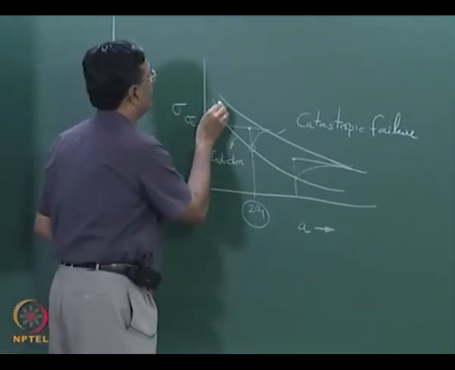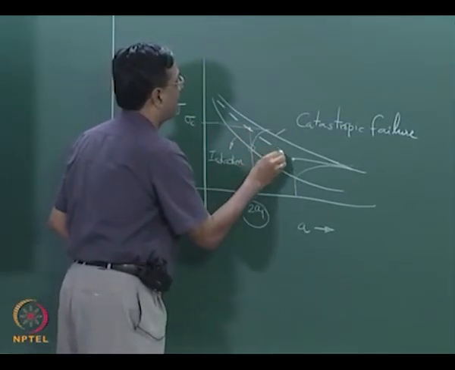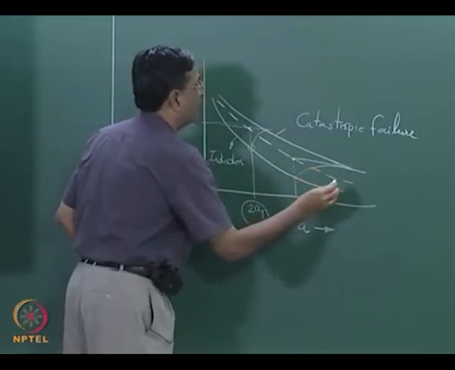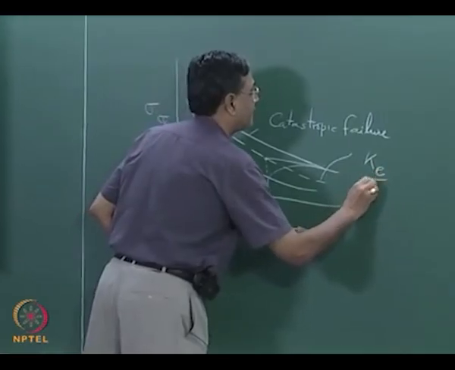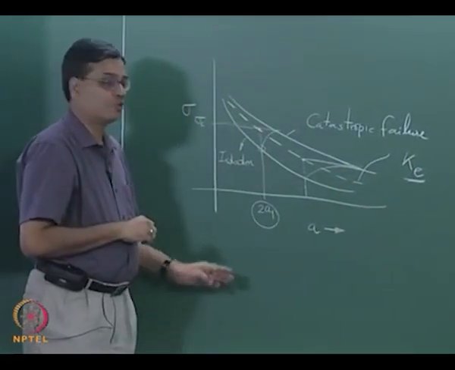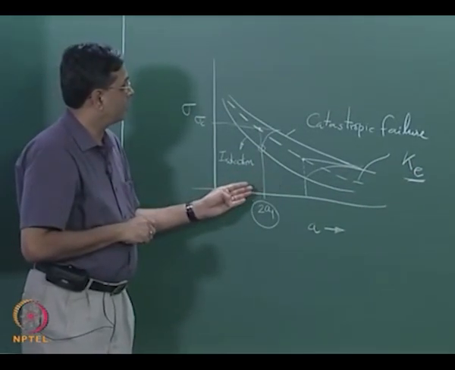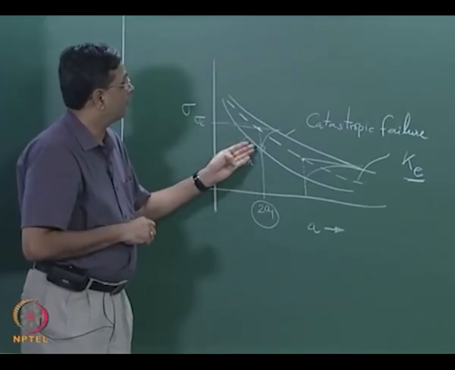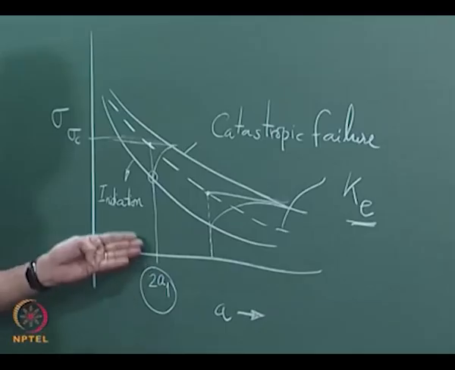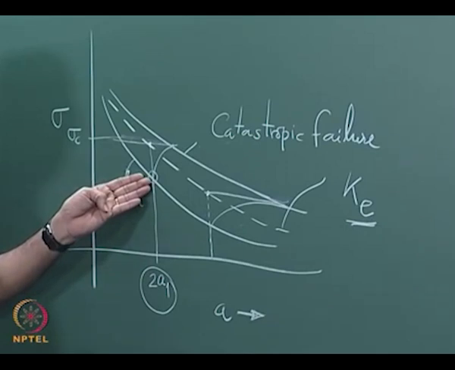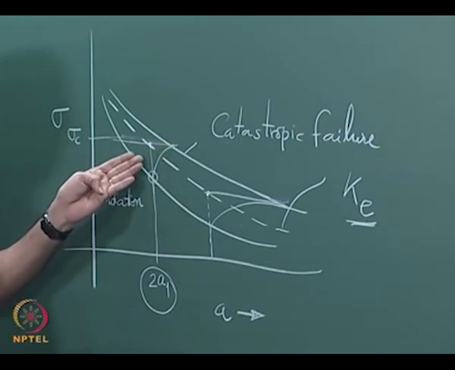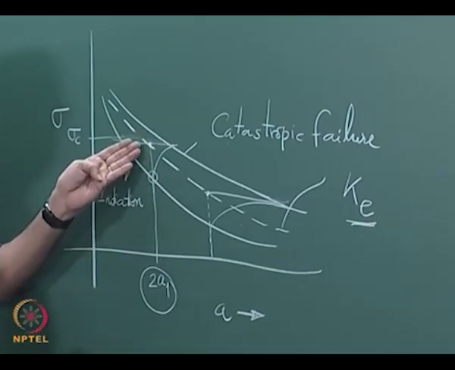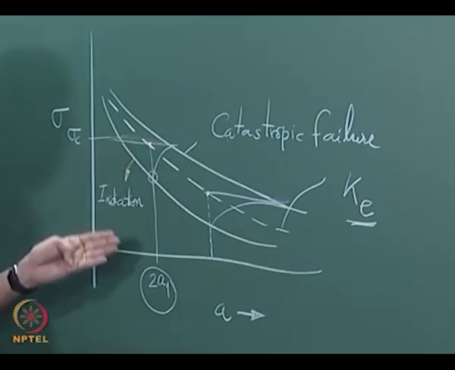Suppose I join all of them, I have the graph corresponding to Ke, that is apparent toughness. So, what you have here is, when you have the crack of length 2a1, the crack initiates at a particular stress level, catastrophic failure occurs at this stress level, but you develop apparent toughness in such a fashion that the failure stress is sigma c, but the initial crack length is a1.